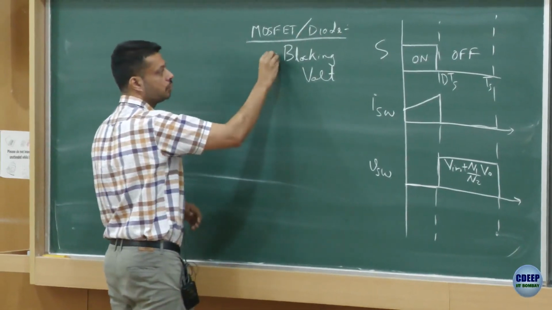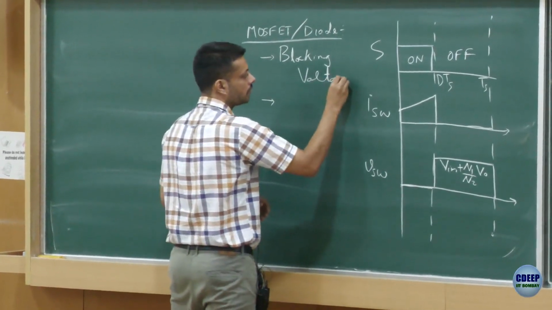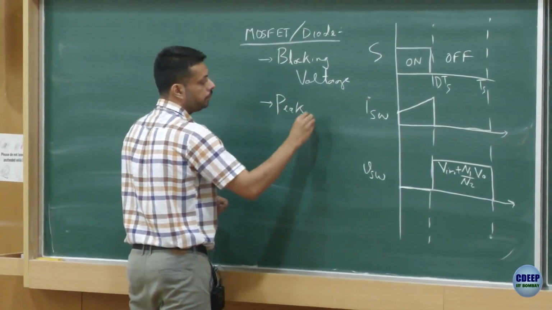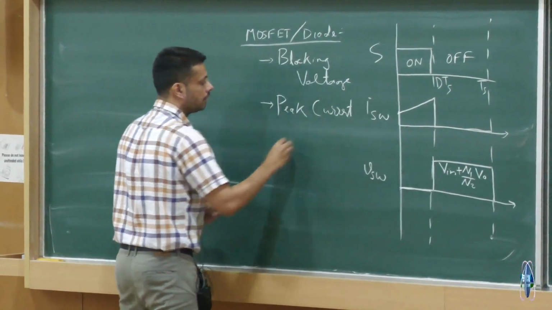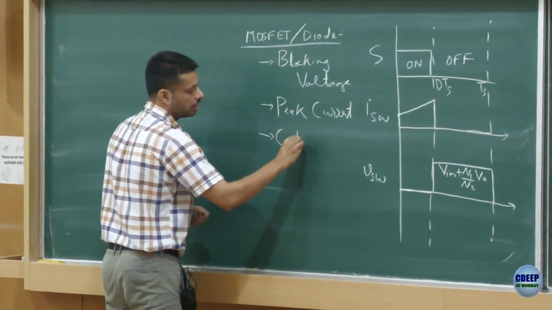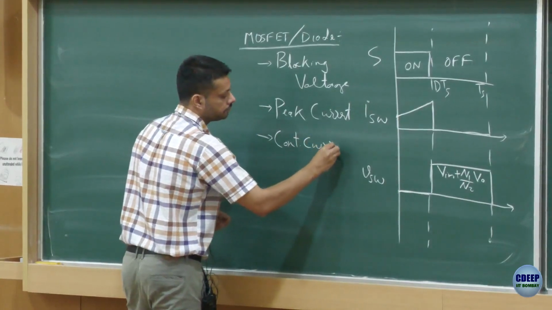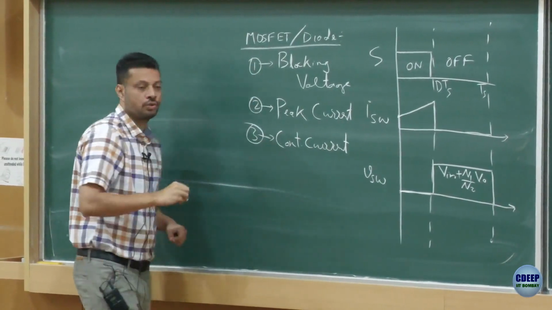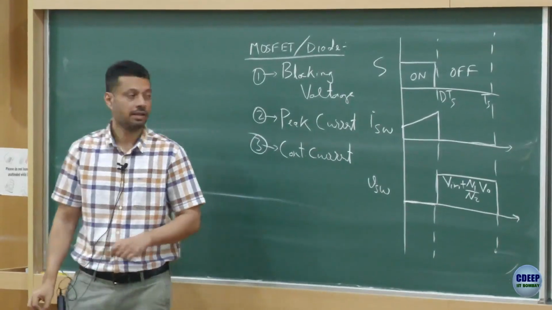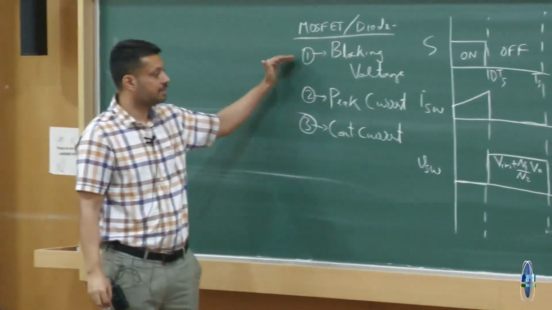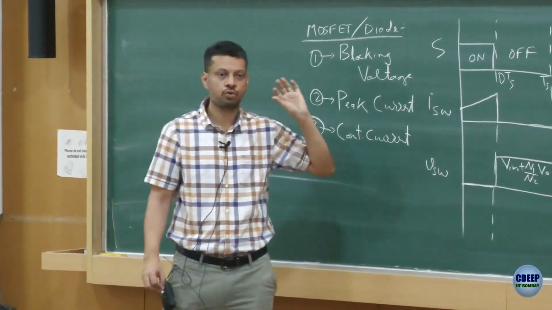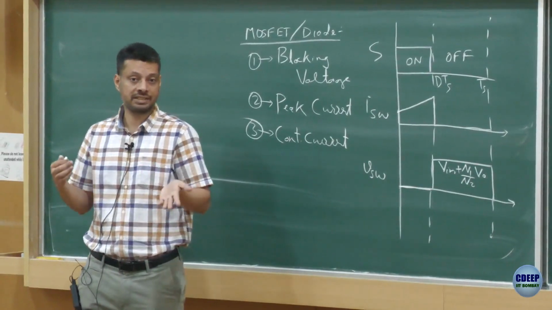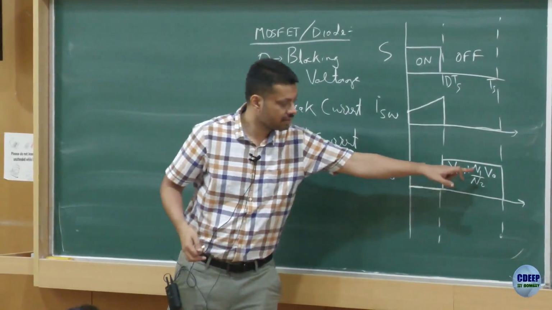So the most basic things you would define are blocking voltage, peak current and continuous current. These are the three most basic things with which you would define a MOSFET, right. By looking at these waveforms, now you know what the blocking voltage is. Blocking voltage means when the switch is off, how much voltage it needs to block. For a diode, it would be how much reverse voltage it has to block. So in this case, this is my blocking voltage.